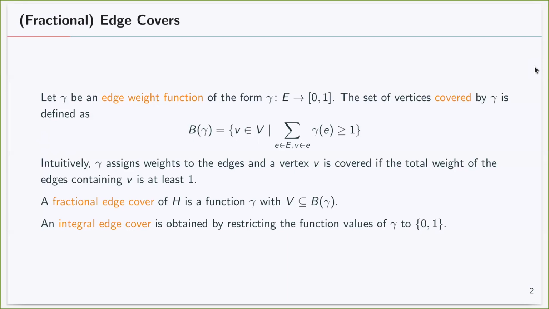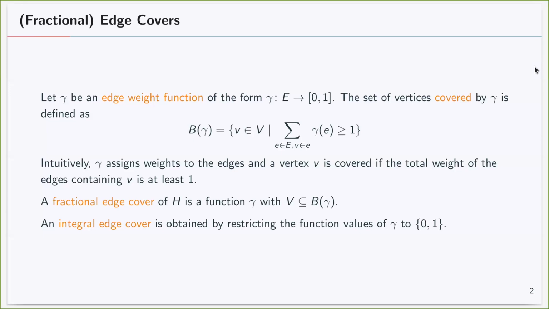This is a good way to move on to what we are interested in as our principal object of study, which are edge covers, and particularly fractional edge covers. We start with edge weight functions, which are simply functions that map the set of edges to a weight between 0 and 1. Then we have vertices that we call covered by such an edge weight function, defined here as B of gamma. This simply contains the vertices where the incident edges' weights sum up to 1 or higher.